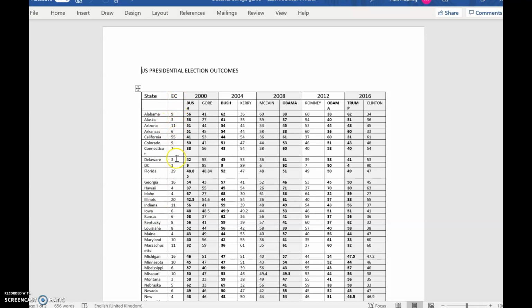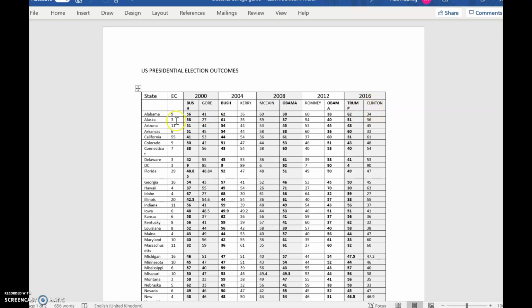EC is the electoral college votes. Remember, we need 270 to win. So Alabama's got 9, for example. Alaska's got 3. Arizona's got 11. Arkansas 6, etc. And these are the winners and the percentage which the candidates got in previous elections. In bold is the winner. So in 2000, George Bush got 56% of the vote in Alabama, Al Gore, Democrat, 41%, Bush 62, Kerry 36, McCain 60, Obama 38, Romney 60, Obama 38, Trump 62, Clinton 34.